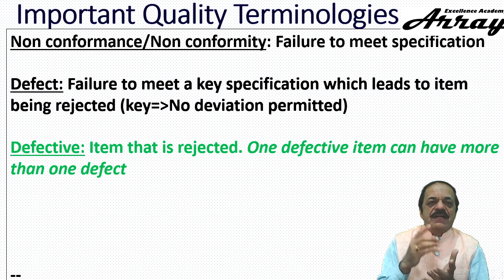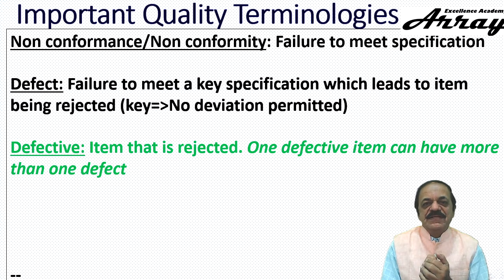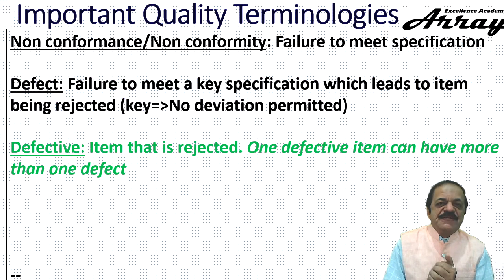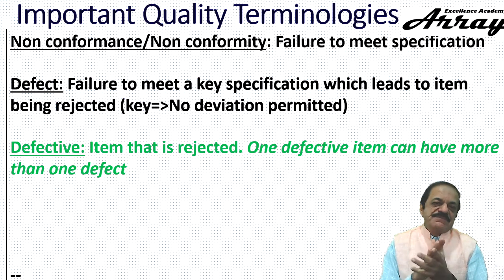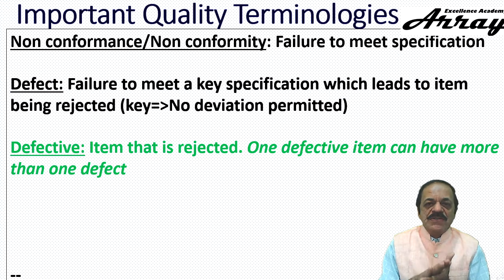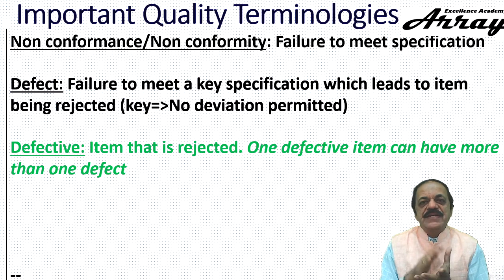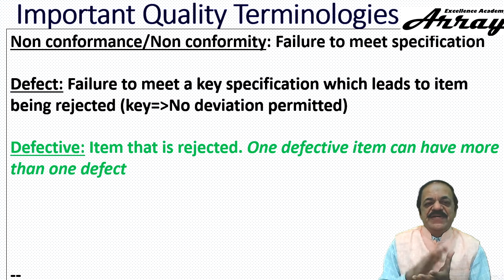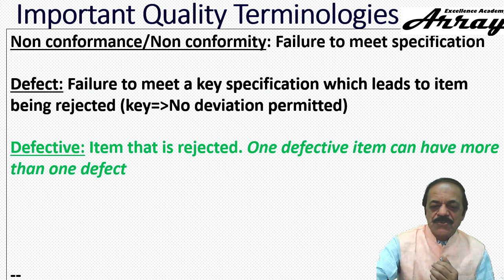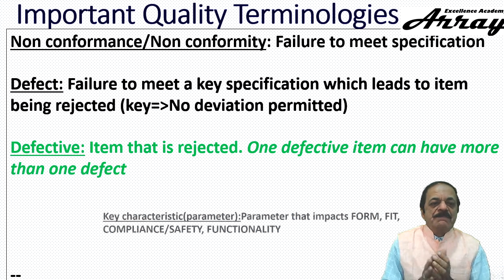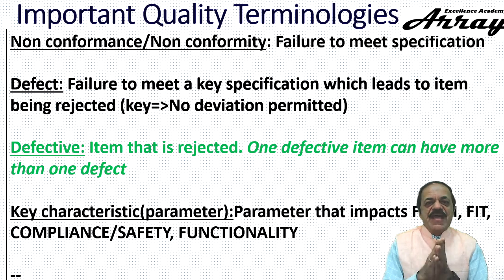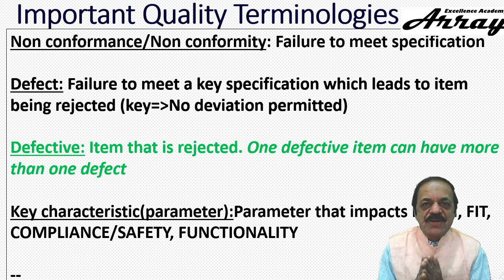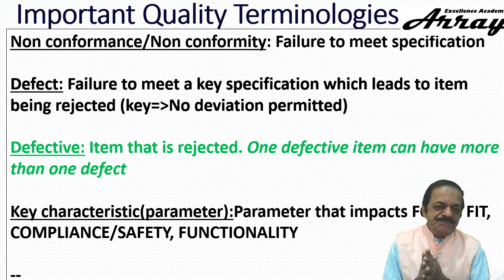An item may be out of specification in length, also it may be out of specification in its diameter. So there may be more than one defect in one defective. So there is a difference between defect and defective. Hope it is clear to you now. Please go through this presentation multiple times so that you master the terminology wherever you have any doubt.